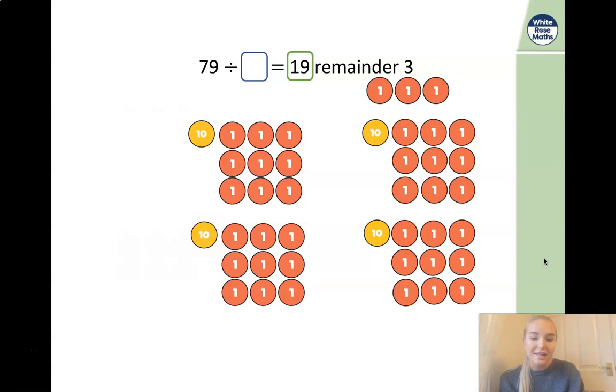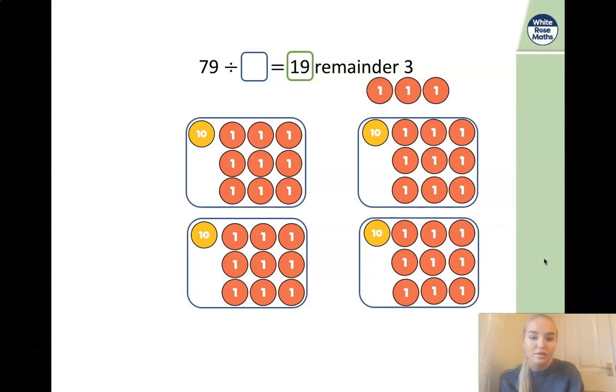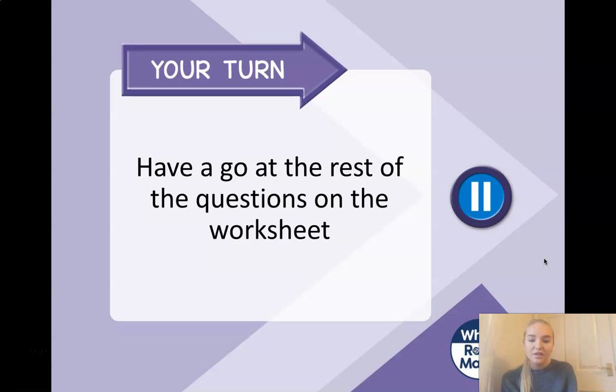We could then do this again twice more. How many groups of 19 do we have? That's right, we have 4 groups. So 79 divided by 4 equals 19 remainder 3. Fantastic. Pause the video now and have a go at the rest of the questions on the worksheet, please.